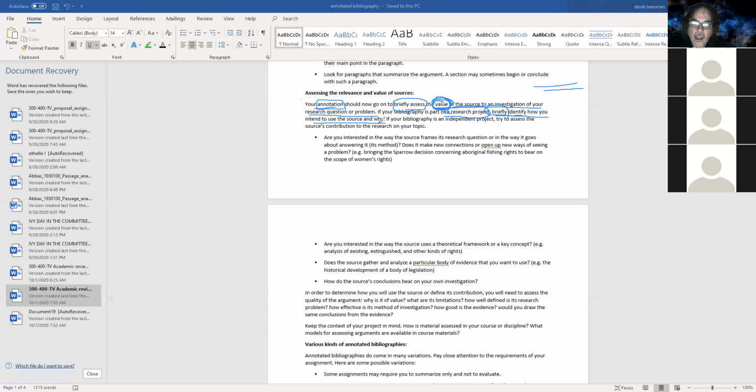Assess the sources. If your bibliography is independent, again, we're not doing independent assessment of sources contributing to research, so it doesn't really apply to us. Are you interested in the way the source frames its research question, or in the way it goes about answering it? That is about its method. You want to be attentive. You need to trust this source. Does it make new connections or open up new ways of seeing a problem? It doesn't have to, but you're looking to see, does it? And if it does, this is relevant because it offers a different opportunity in which we can approach this problem. An opportunity that has similarities to the way that I want to address this problem. That's why I'm using this source.